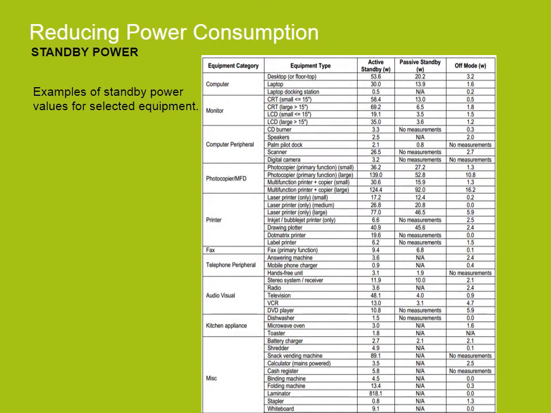This table shows examples of standby power values for selected equipment. As you can see, the big offenders in standby power are CRT monitors, photocopiers, laser printers, televisions, and laminators.